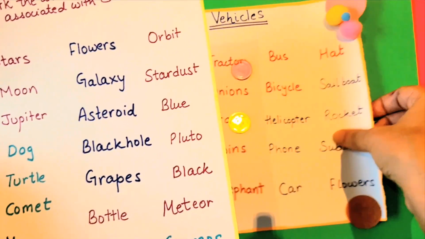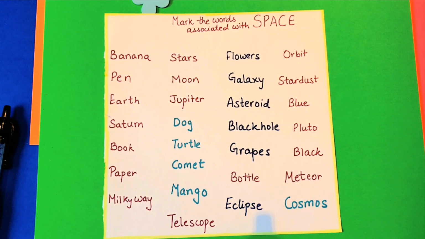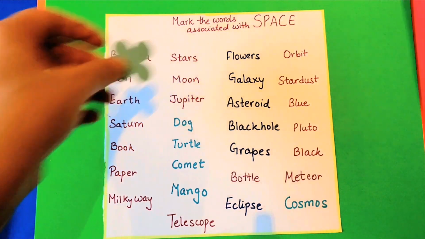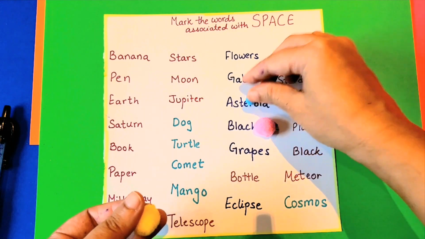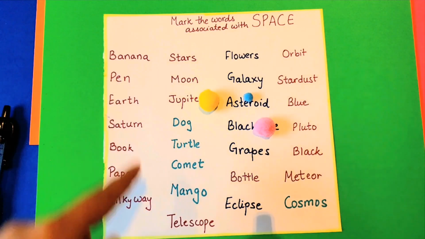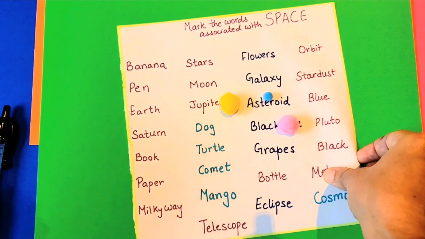And on the same lines, we have the second one, which is space. And I think this is quite exciting because the kids in the same activity are exposed to so many new words. So here you have marked the words associated with space. So stars, moon, and asteroid, black hole, Jupiter. There are so many of them. So definitely you can go through each and every word with them. Something, if they don't know, you can definitely talk about it, see a video, explore the word in the dictionary. So many different things that can be done.